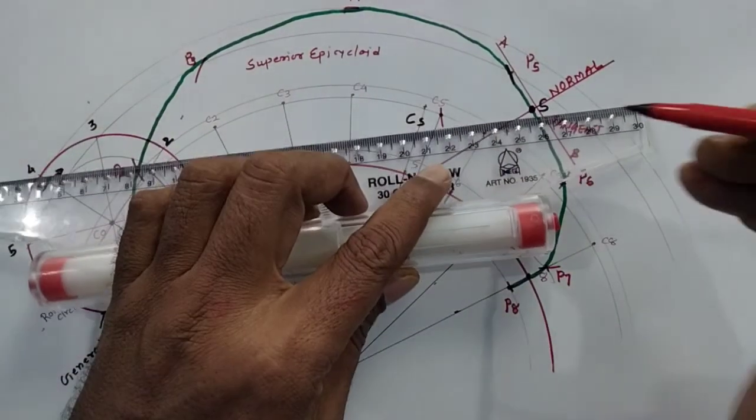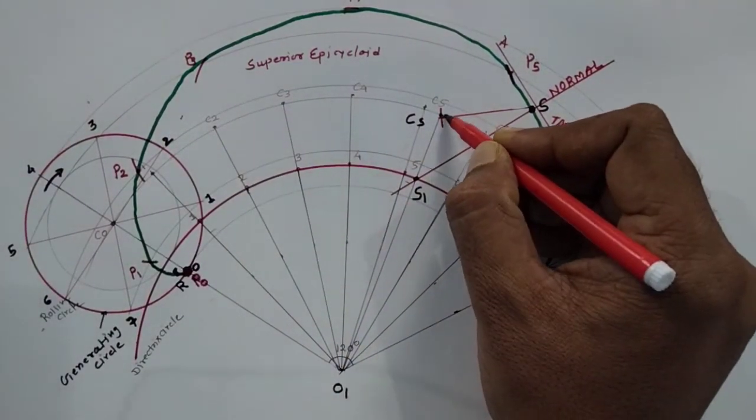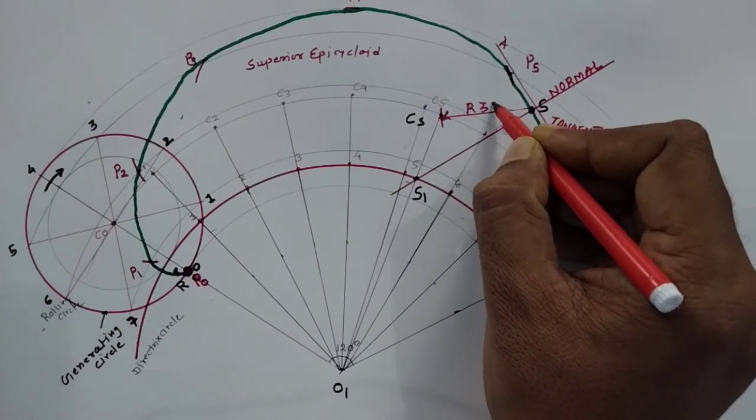And you can show your dimensioning here for understanding. It is a radius 35.